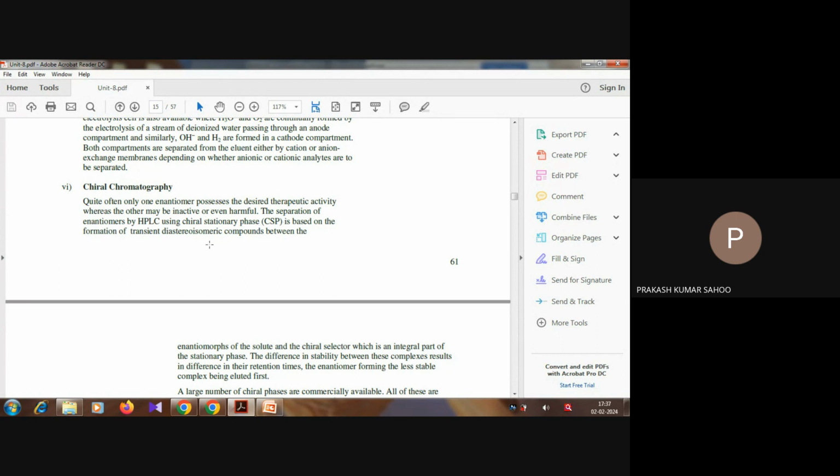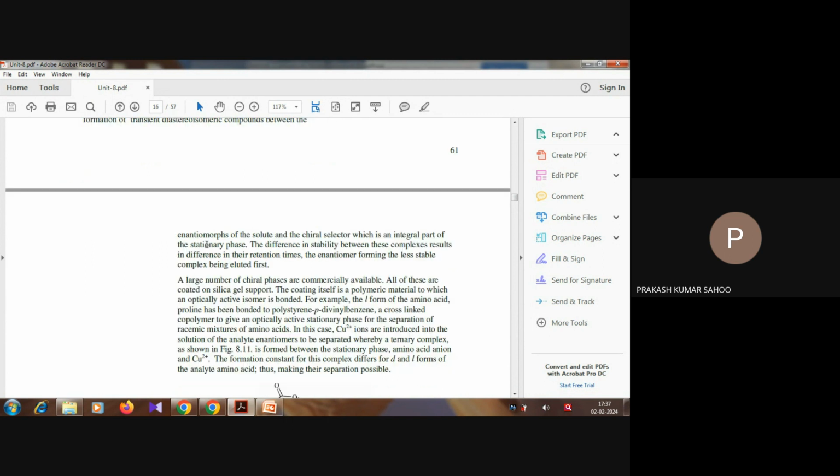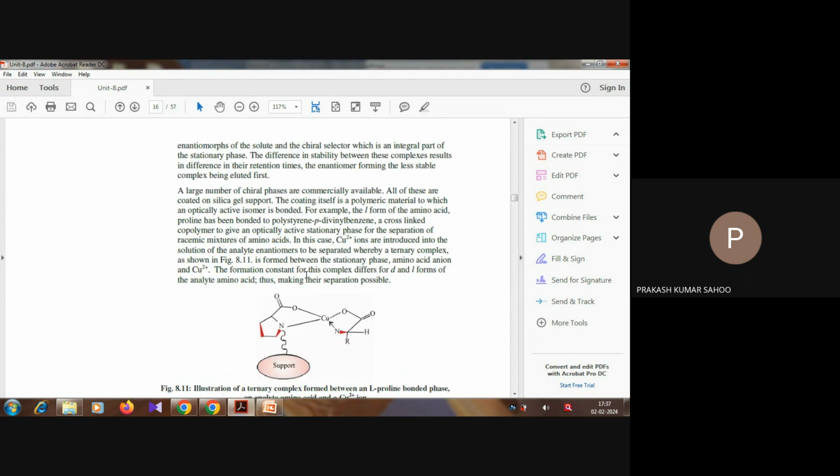Here it is written that CSP, that is chiral stationary phase, is based on the formation of transient diastereomeric compounds between the enantiomorphs of the solute and the chiral selector, which is an integral part of the stationary phase. So here chirality is maintained.